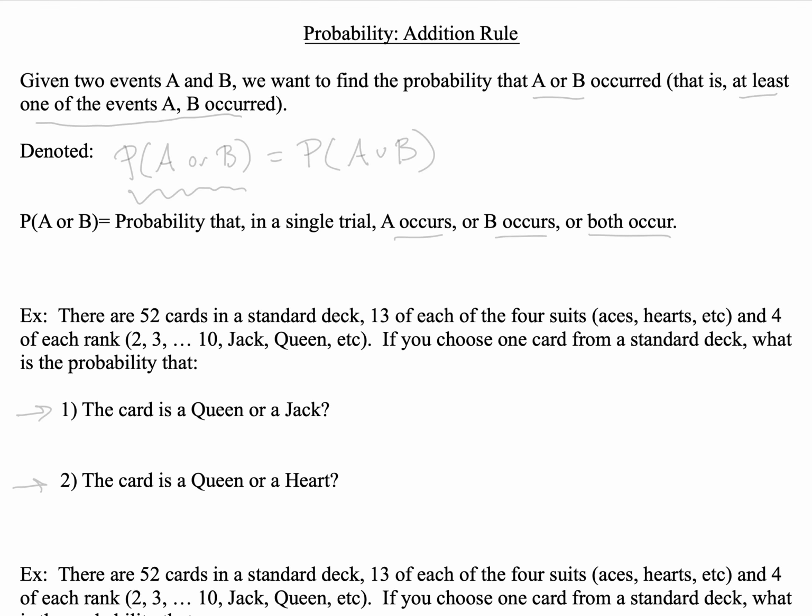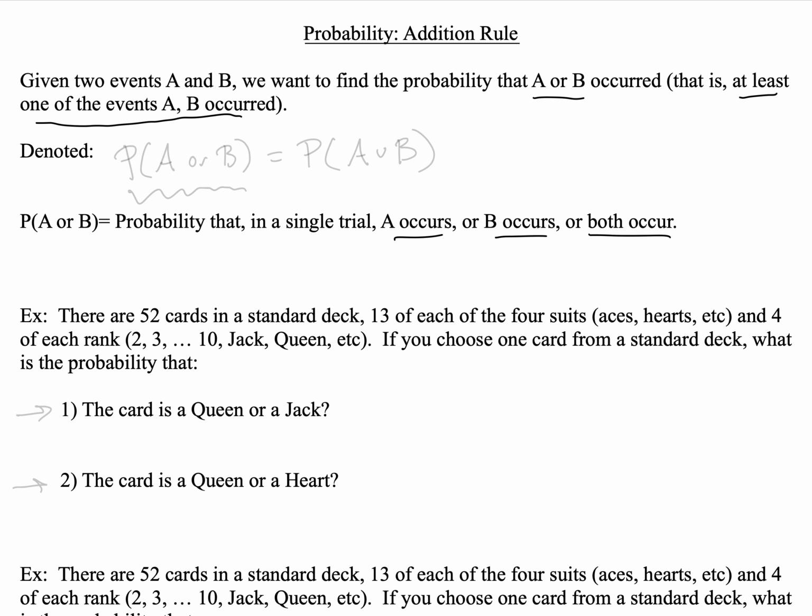In this video, we're going to talk about the addition rule, which is used to find the probability that an event A or B occurs. So given two events A and B, we want to find the probability that A or B occurred. And in math, we mean inclusive or, so that means at least one of the events A or B occurred. So it could be that A occurs, or B occurs, or both occur.